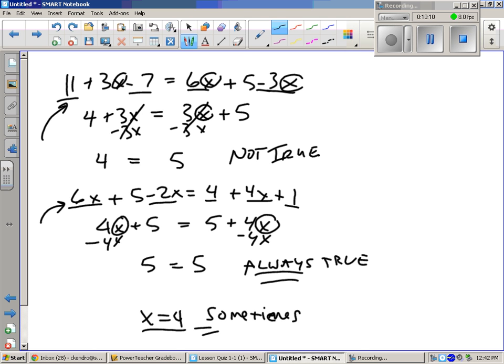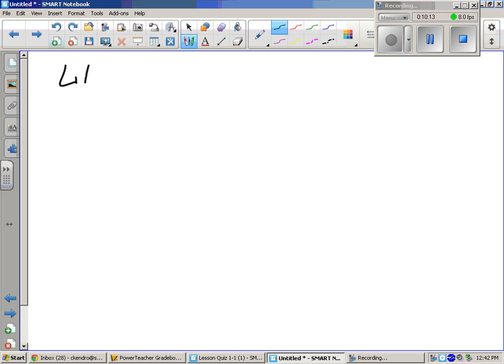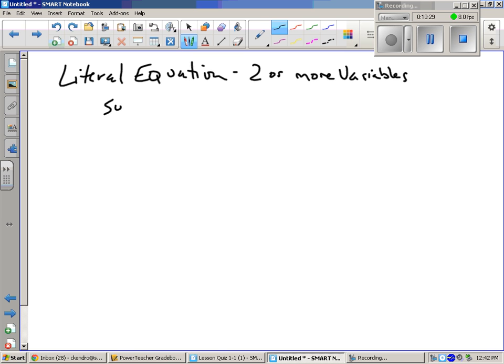All right, this next one is called a literal equation. Now these show up a lot in chemistry and physics. A literal equation has 2 or more variables, usually more than 2. If you see the phrase solve for x in terms of y, what that means is they want you to get x alone, and then over here is going to have the y in it, along with some other things. So solving for x in terms of y, you get the x alone.